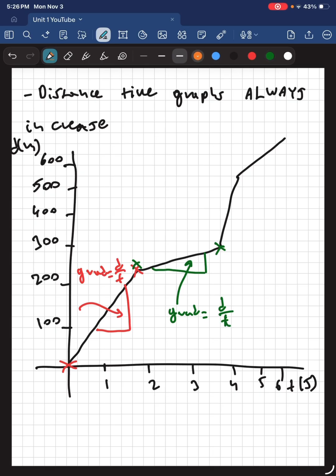So okay, then from here to here the object moves much faster. Okay, so the gradient here is larger, okay? And we can see this because gradient is distance over time, right? So here we have a large distance and a small time, whereas here we have a small distance but a large time, okay? So the velocity here is slower.